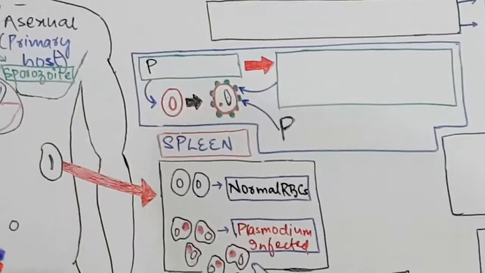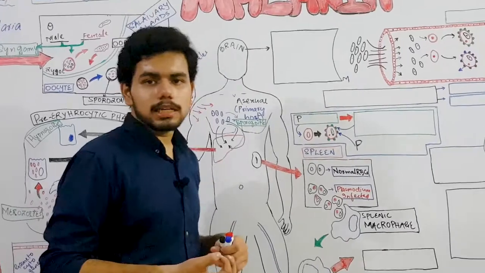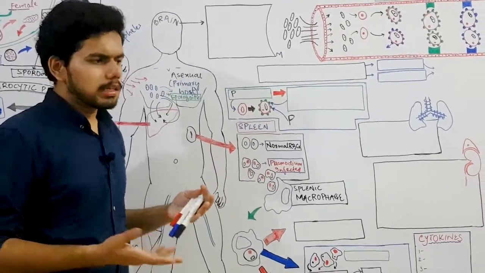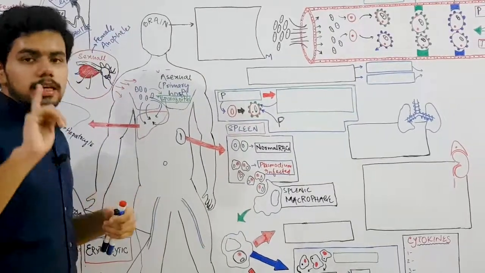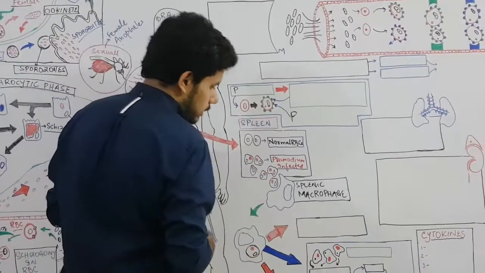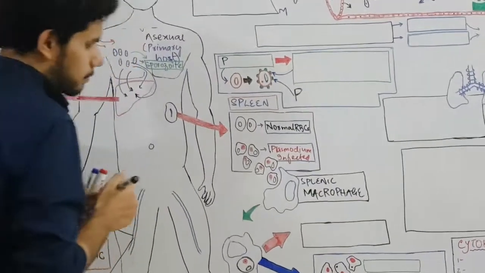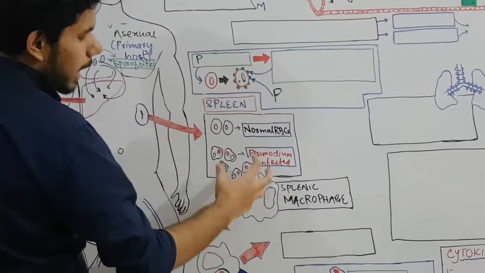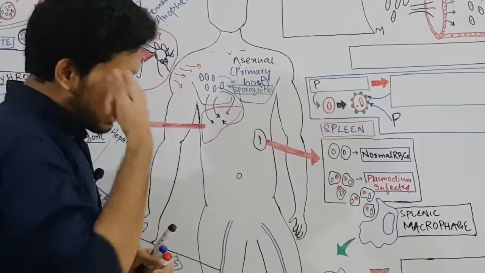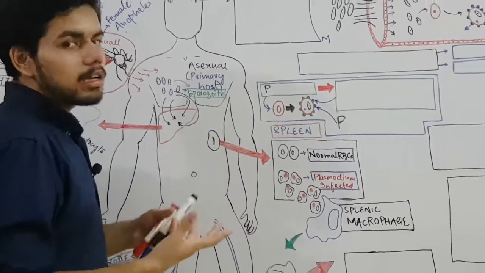What is a macrophage? Actually, a macrophage is a type of WBC, or white blood cell. White blood cells have different types: neutrophils, eosinophils, lymphocytes and monocytes. When the monocyte comes out of the bloodstream, it is known as a macrophage. It is a very giant cell. And what is the function of this cell? This macrophage captures the deformed or infected RBC inside the spleen and engulfs it.